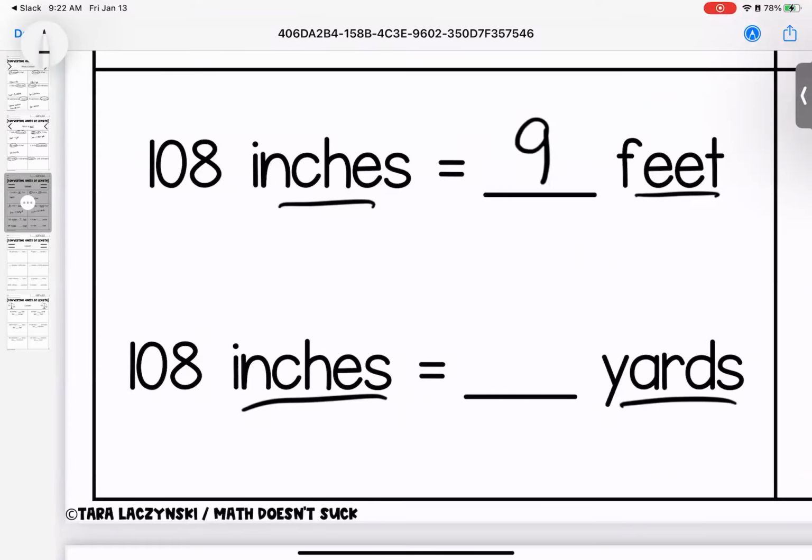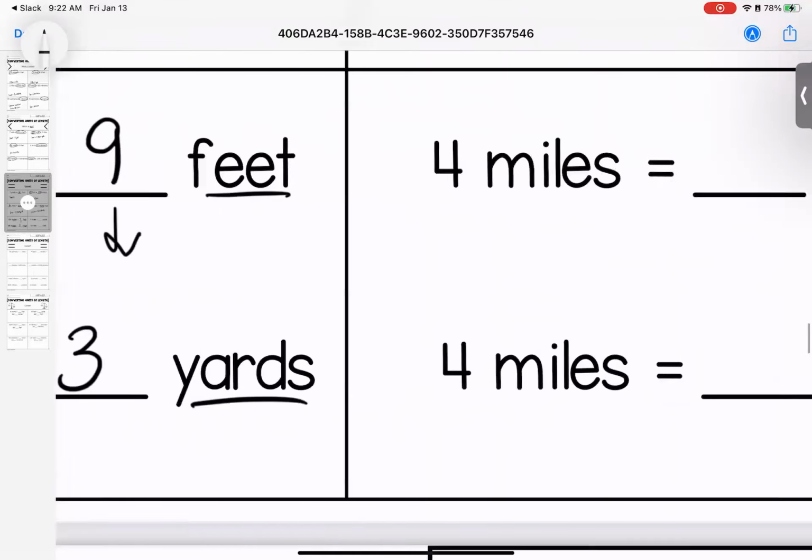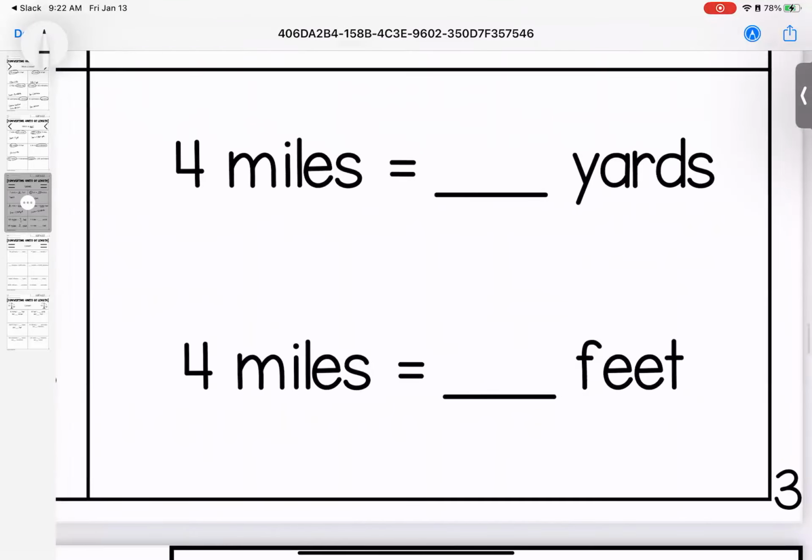108 inches is 3 yards because there's 3 feet in a yard. So dividing our 9 feet by 3 to get our yards. Miles to yards. 1 mile is 1,760 yards. So we're going to multiply. When we do that, we get 7,040 yards.